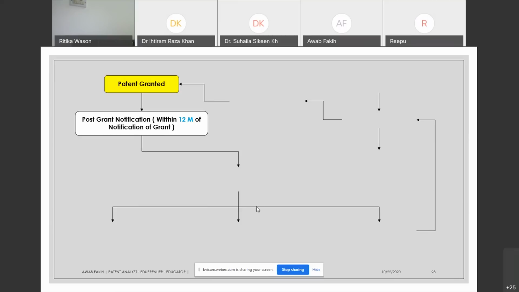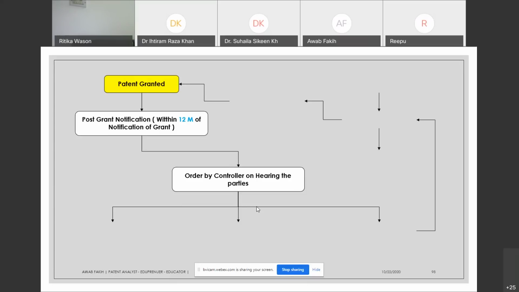Then we'll put an application to the patent office. We'll issue a post grant application. Okay, we want to oppose it. Then a committee would be formed. Then the committee would be hearing both the parties. It will be hearing team A as well as team B. Team B is me and Dr. Ritika. Team A is everyone in the family over here in this webinar.